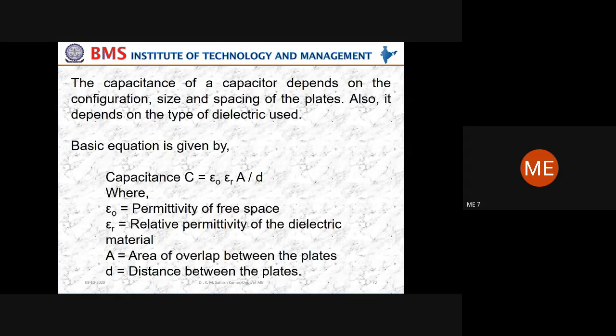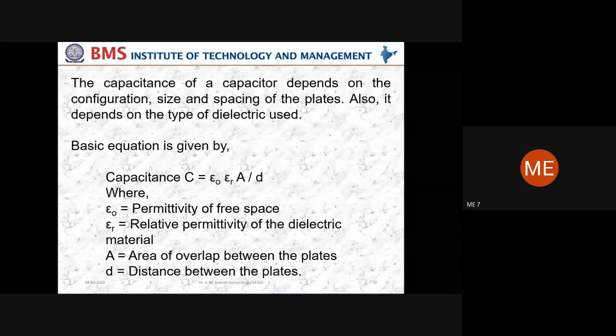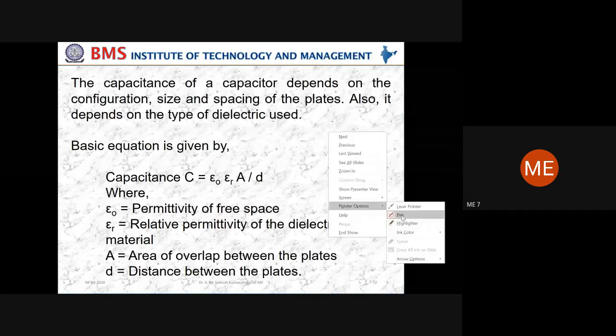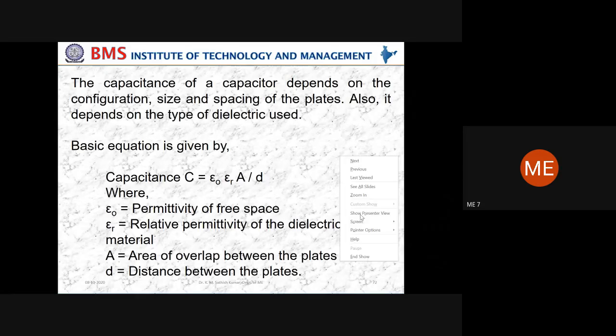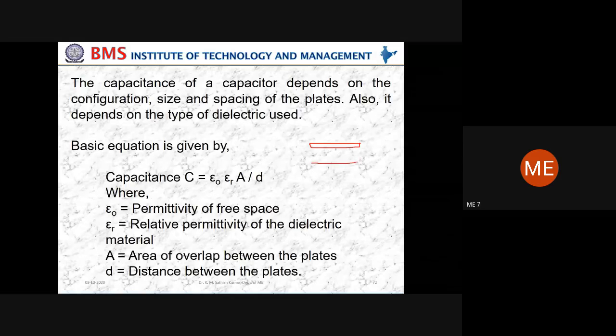So the basic equation, you try to understand. The basic equation is what? Capacitance C is determined by epsilon naught, epsilon r, A divided by d. Now we have something like this. This is one particular plate, and there will be one more plate present. These two plates are filled with a dielectric medium, and I get what is called a capacitance, that is the charge. So this is the basic principle.